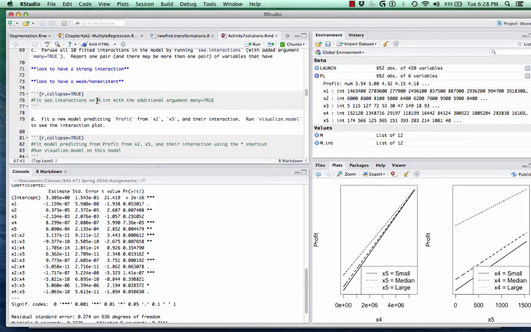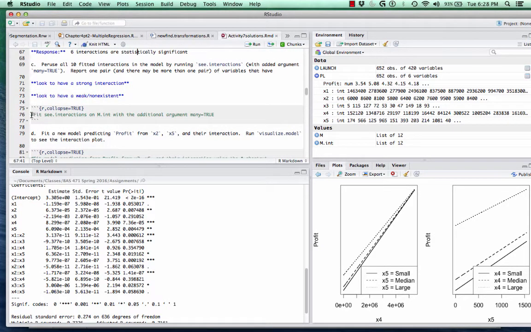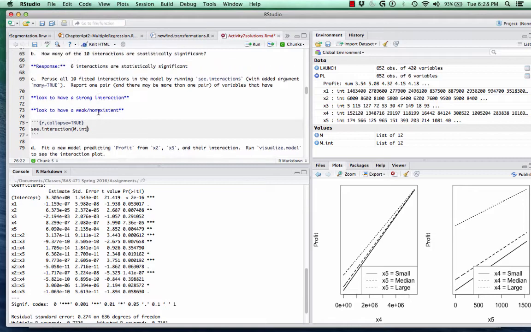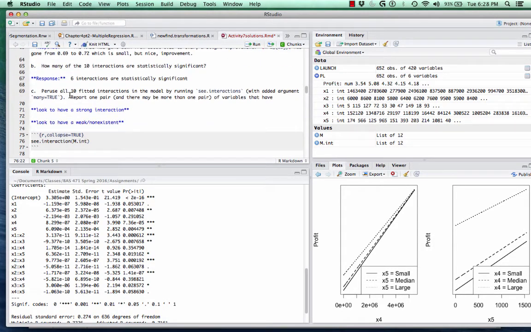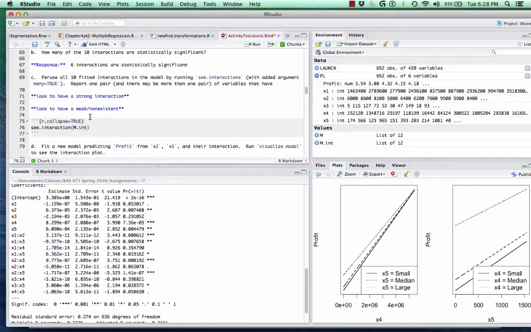Oftentimes, a picture is worth 1,000 words, so let's go ahead and actually just peruse the interactions by running cr.interactions on our model with the interactions. Notice I've named it m.int just so that it has a different name than the original model. Now, because there are so many interactions, I'm going to add in the argument many equals true, so it shows us a set of interactions at a time here.